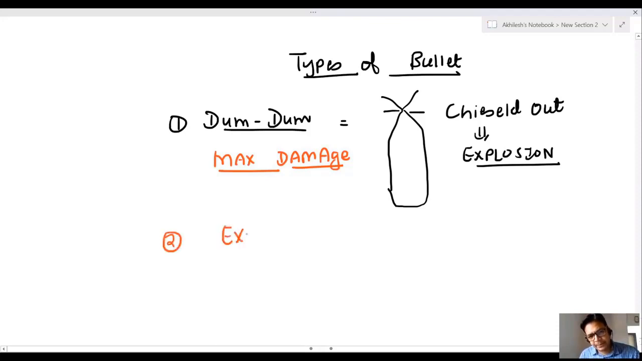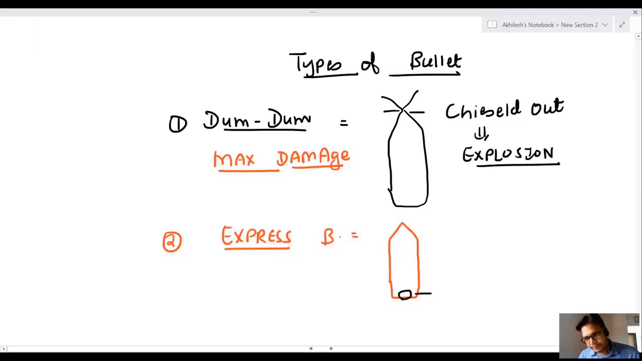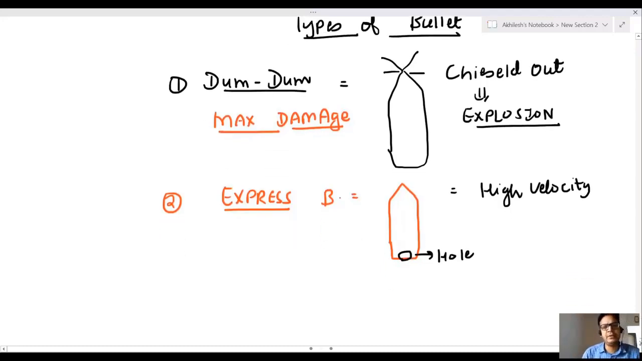Second bullet, express bullet. The base of the express bullet contains a hole. That's why it has high velocity. High velocity bullet is an express bullet.